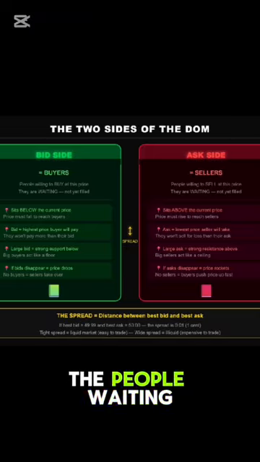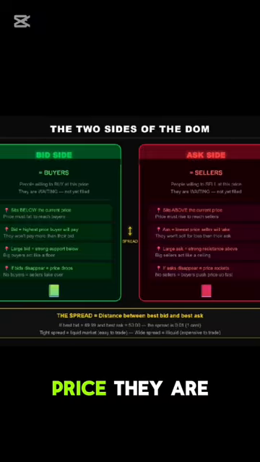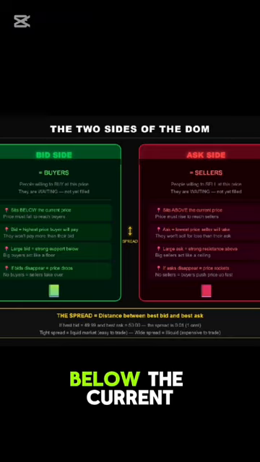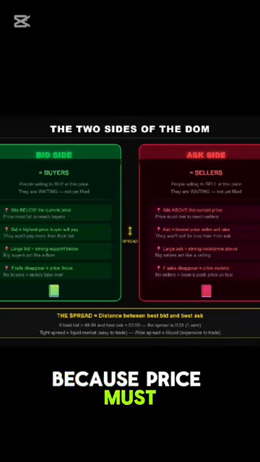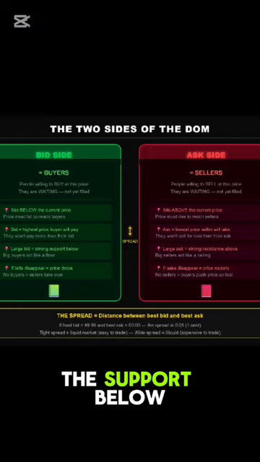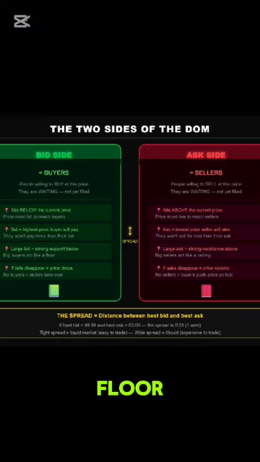The buyers are the people waiting to buy at a certain price. They are waiting, so it will not get filled until it finds a seller. A bid sits below the current price because price must fall to reach the buyers. The larger the bid, the stronger the support below, because big buyers act like a floor.